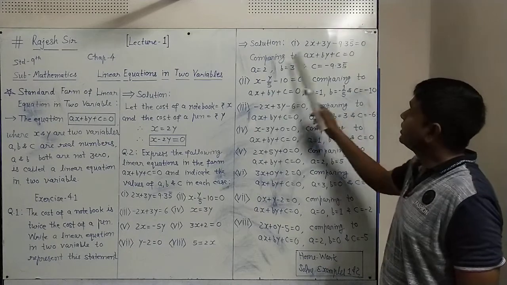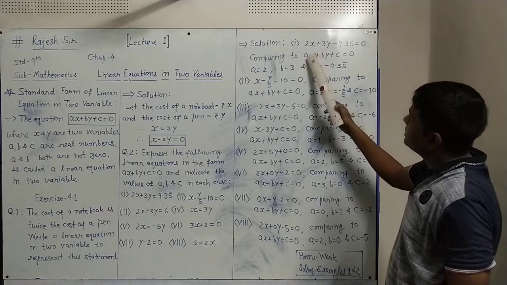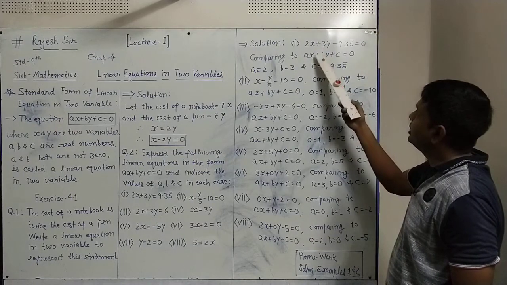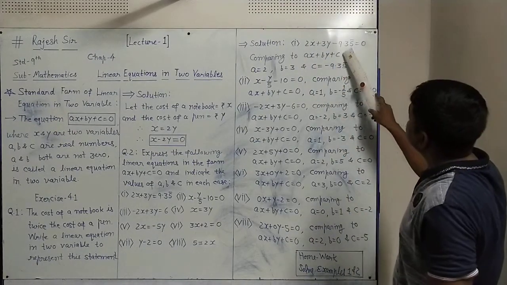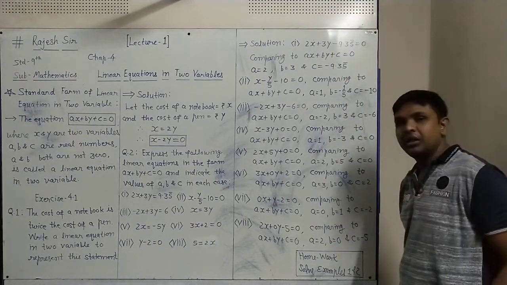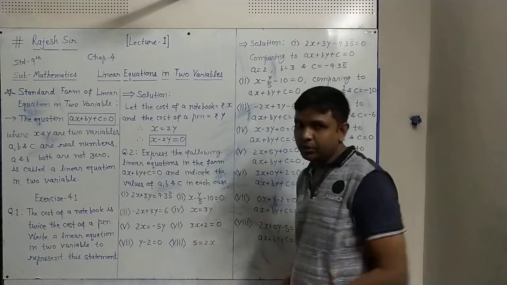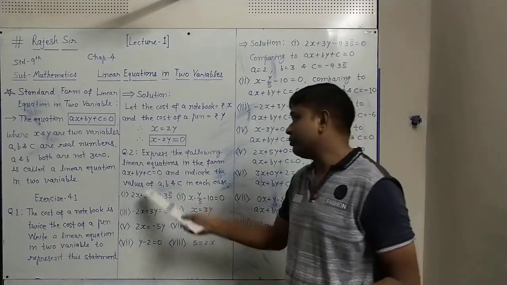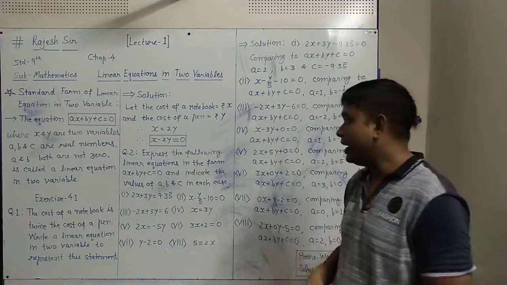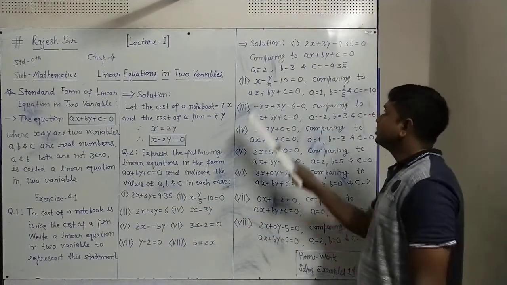Now writing this way, comparing to ax plus by plus c equal to 0, if we compare, the coefficient of x is a, the coefficient of x is 2, so a equal to 2. The coefficient of y is 3, the coefficient of y is b, so b equal to 3. And the constant term is c here, and the constant term is minus 9.35 bar, so c equal to minus 9.35 bar. So this way first we will write all the equations in the form of ax plus by plus c equal to 0, and then we will compare with this standard form. So the coefficient of x will give the a answer, the coefficient of y will give the b answer, and the constant term will give the c answer. So that way we have done the first one.